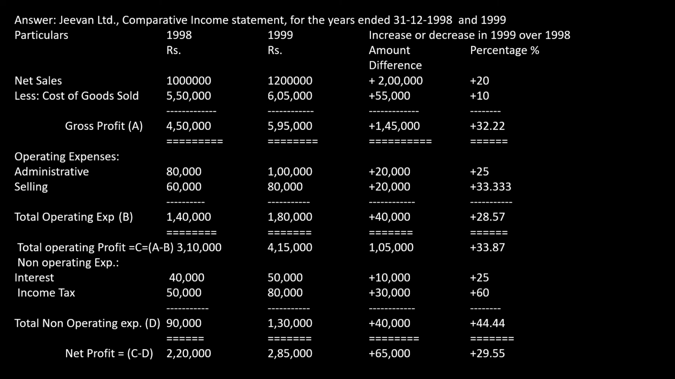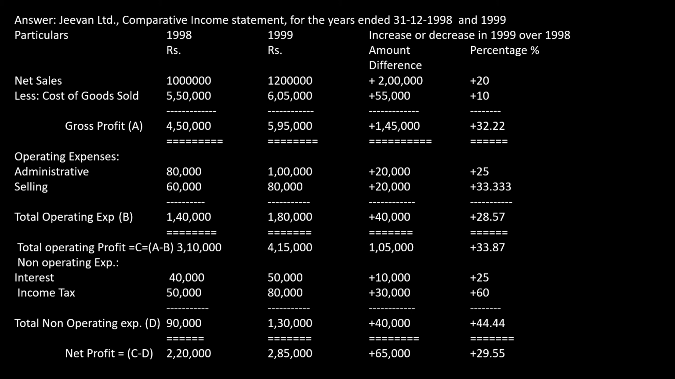First, sales minus cost of goods sold will give me gross profit: 4,50,000 for the year 1998, and for the year 1999, 5,95,000. Last year I got 4,50,000, this year I got 5,95,000. What is the net increase in gross profit? 1,45,000. Again, 1,45,000 divided by 4,50,000 into 100 will give me 32.22. I am talking about the gross profit row, the horizontal way.